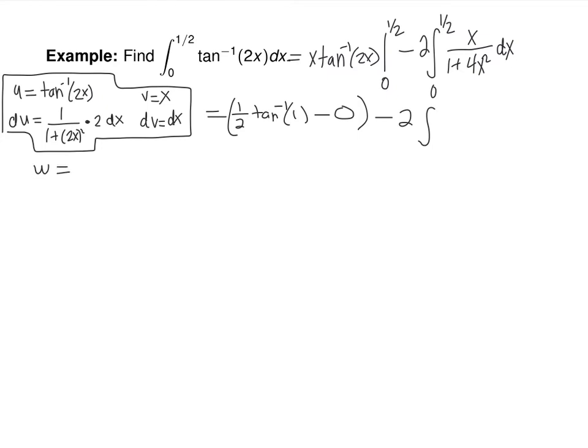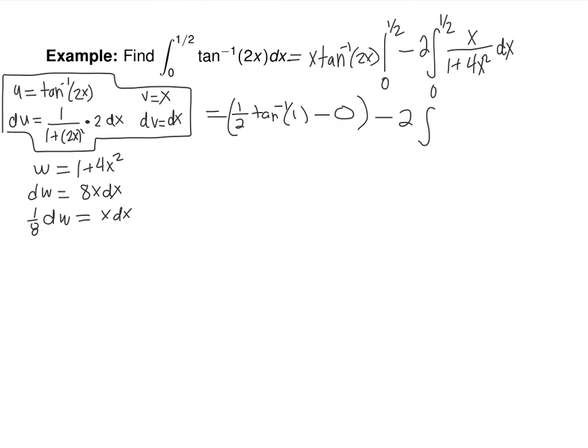So w is going to be 1 plus 4x squared. And note we also have a definite integral, so we're going to have to change our bounds. So dw is then 8x dx, and we just have x dx, so we'll divide by 8: 1/8 dw equals x dx. And the bounds, it's not written in the integral, but that really means you start at x equals 0 and you go to x equals 1/2.